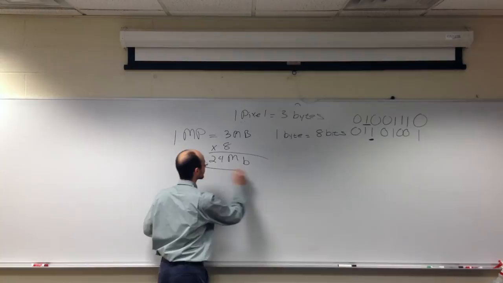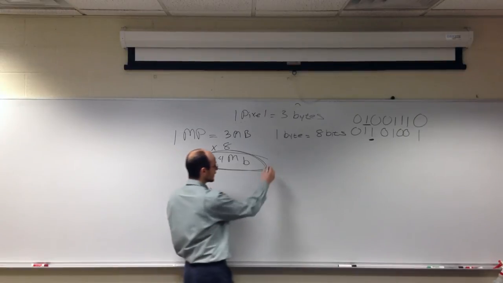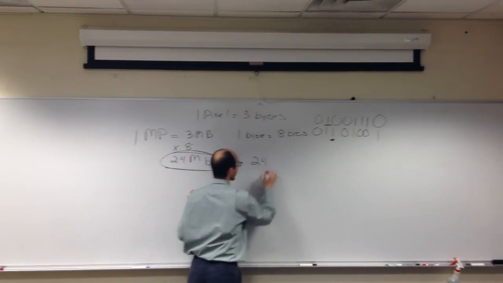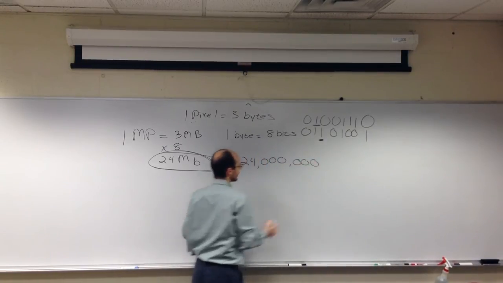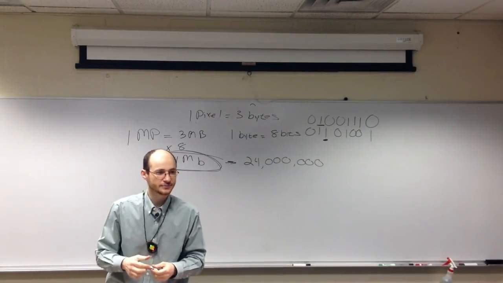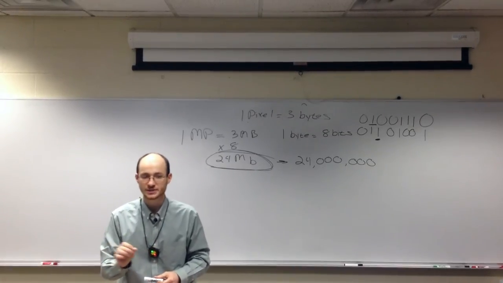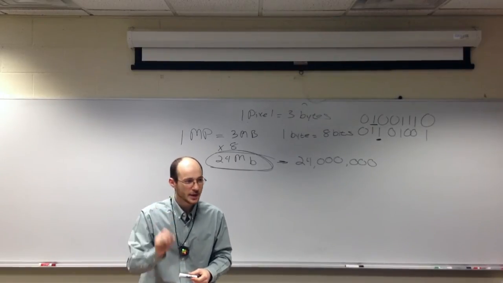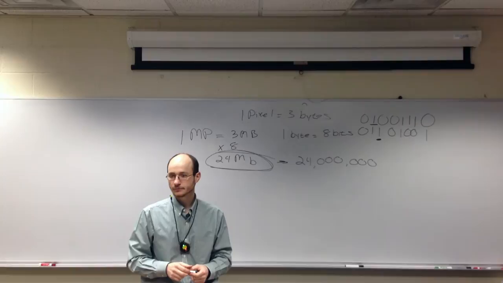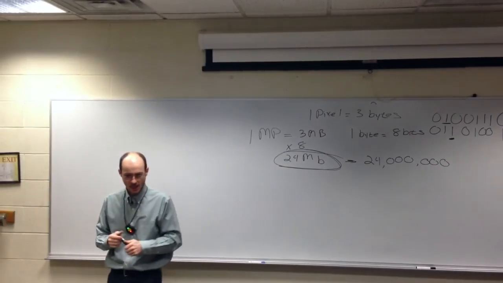Now that I was able to convert this to bits, I'm saying that I need 24 million elements, 24 million switches, which we call a transistor, 24 million little tiny magnets. Let's talk about transistors for a second, because that's going to be the heart of our processor and our memory. How does a transistor work?